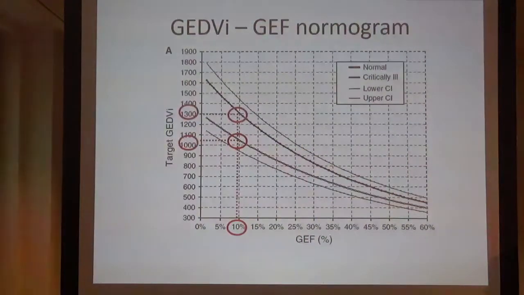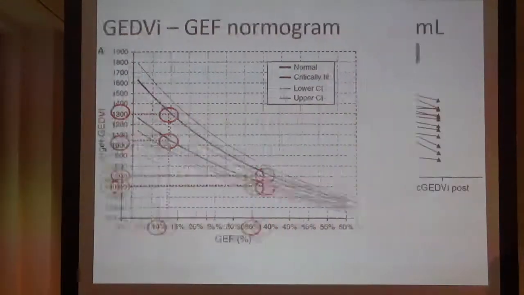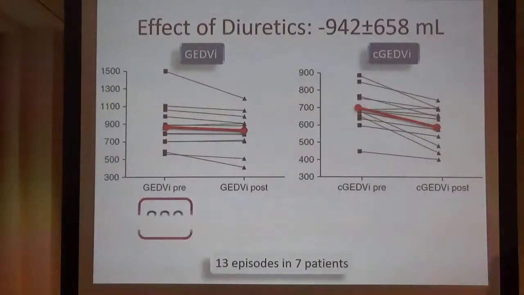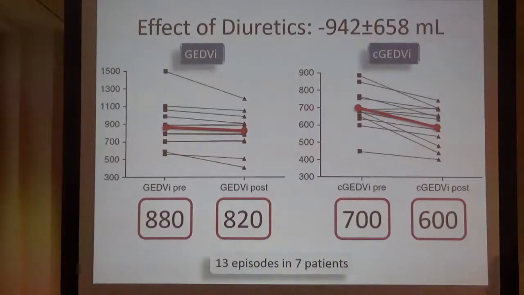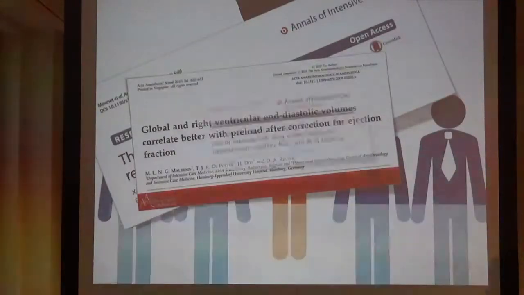This is how we do it. We correlate the ejection fraction with the end diastolic volume, trying to identify what would be the good range for each patient. And in the study we show that indeed volumetric preload parameters will decrease when you remove fluid, which is most often not the case if you look at barometric parameters.